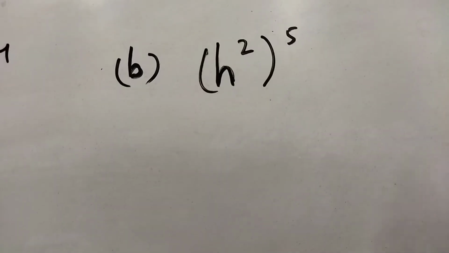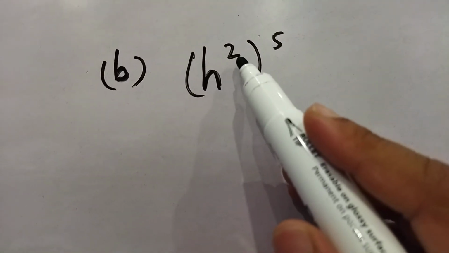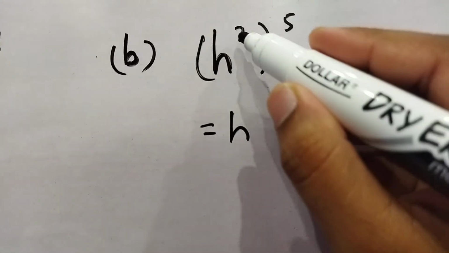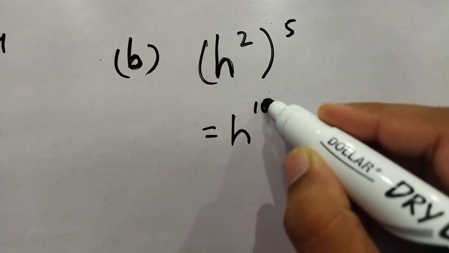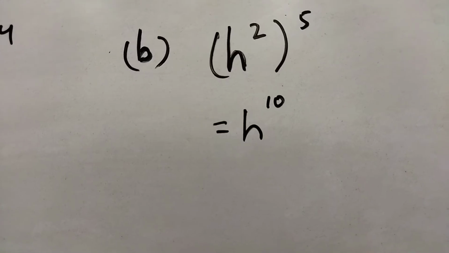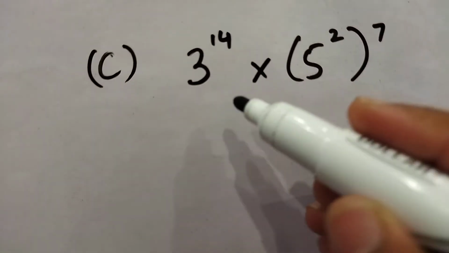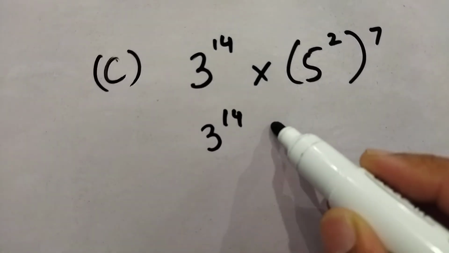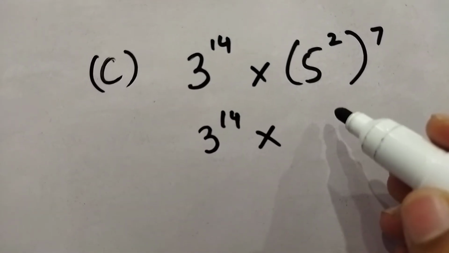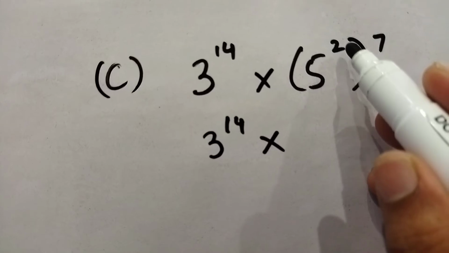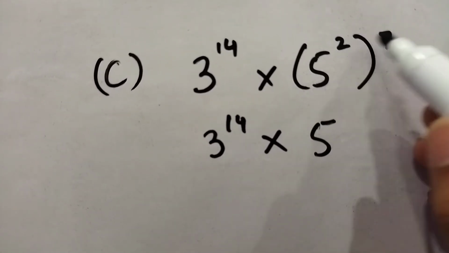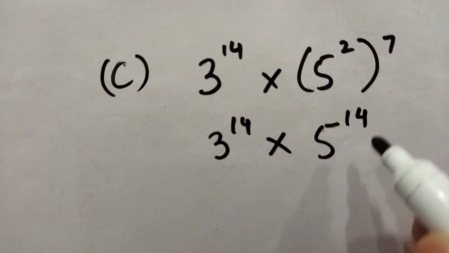Now part B says h raised to power 2, bracket close, power 5. So we are going to multiply this 2 with 5 and we'll get power 10. This is the answer. Okay, now we have a sort of different question. So first we'll try to deal with it in the same way we have learned so far. Here we have two powers again, one inside the bracket, the other outside the bracket. So we are going to multiply these two and we'll get the power as 14.